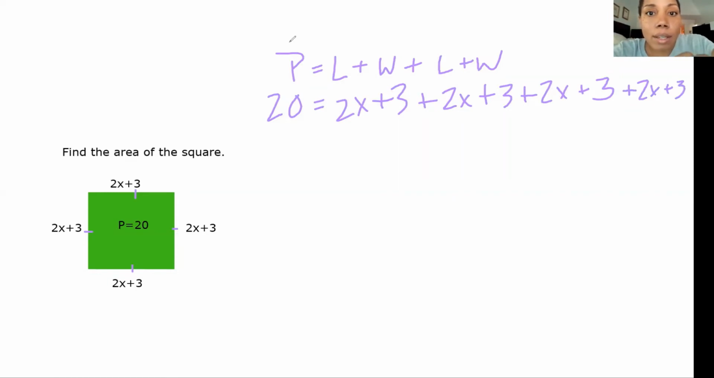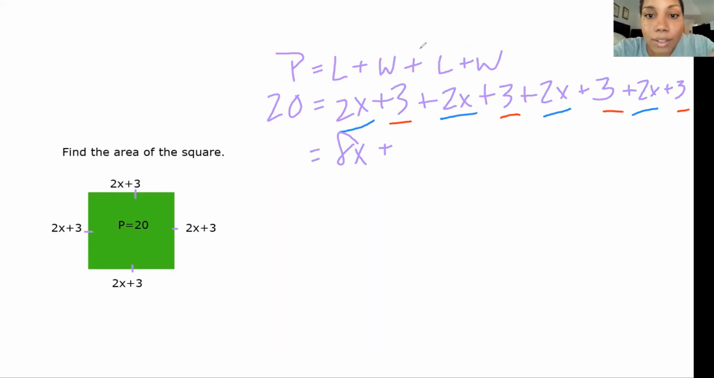Okay. Now, next thing we're going to do is add all of our like terms. So all of our like terms are all of our x's and all of our numbers together. So here's a like term, there's an x, x. And when we add all 4 of our 2x's together, what are we going to get? We're going to get 8x. So 8x, and then the next thing we're going to add together is these 3's here. All 4 of our 3's.